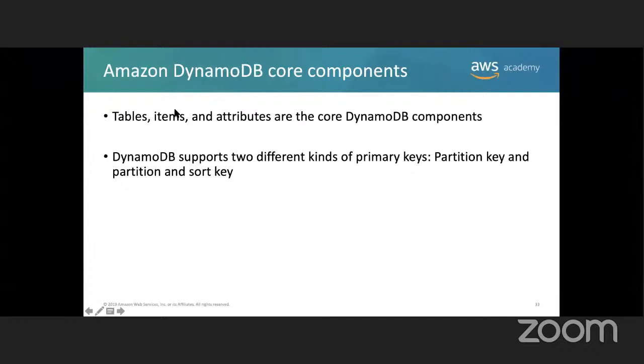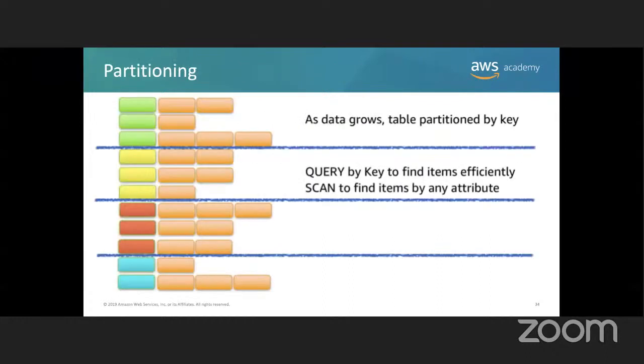Now, it supports two different kinds of primary keys. You have the partition key, which was what I used. That's the primary key. It has to be a unique key. And it has partition and sort key. It can have a combination of both, the partition key and the sort key. And this is also known as a compound key in relational databases when you have two primary keys that form one.